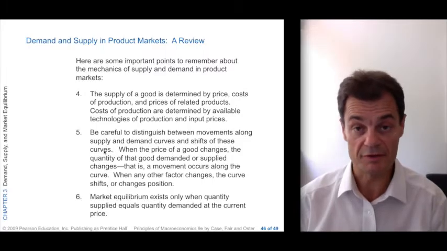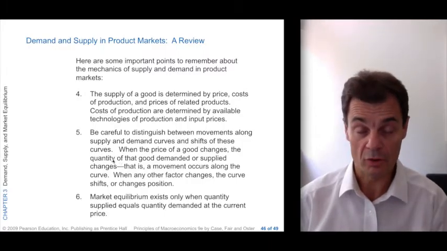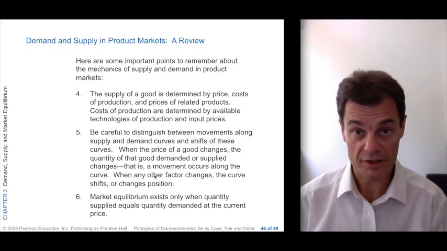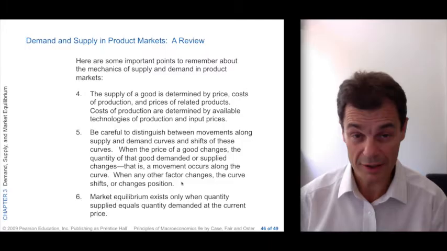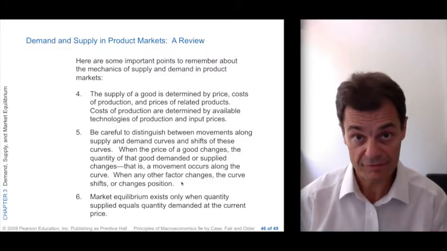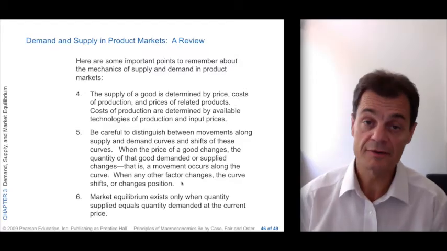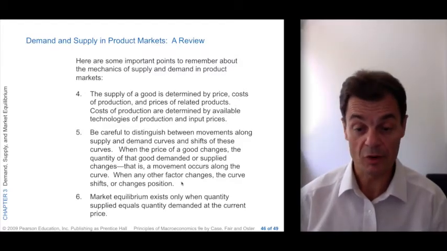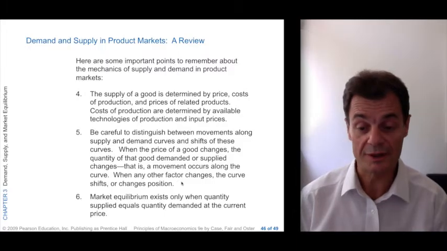It is important to distinguish between movements along the supply and demand curves and shifts of these curves. When the price of a good changes, the quantity of goods demanded or supplied moves along the curve. When factors other than the price change, the curve shifts left when there is less, right when there is more. And the market equilibrium exists only when quantity supplied equals quantity demanded at the current price.